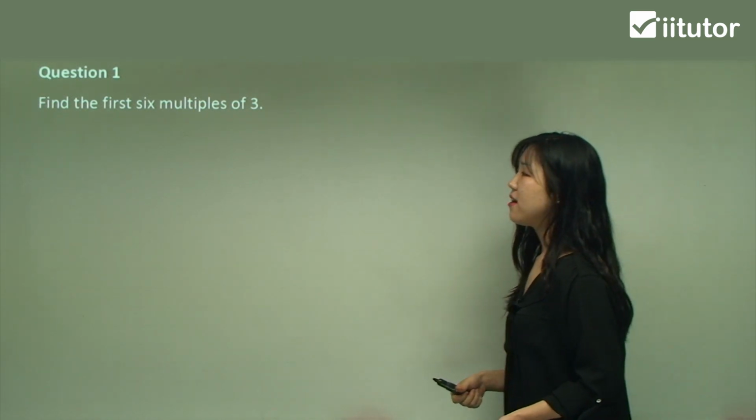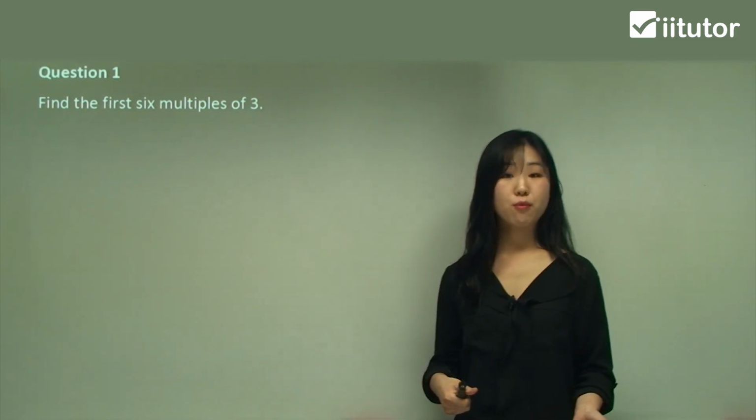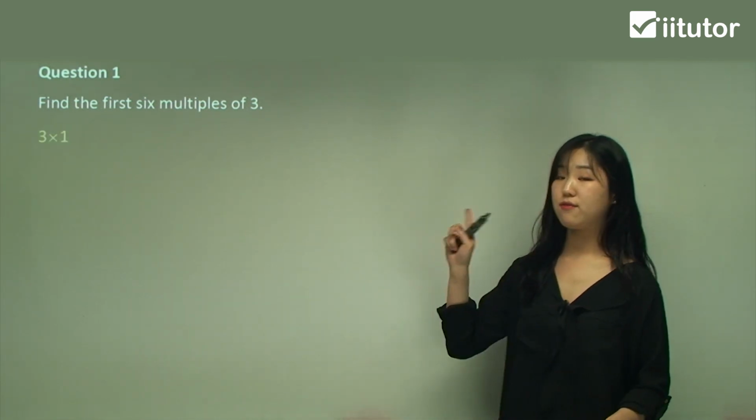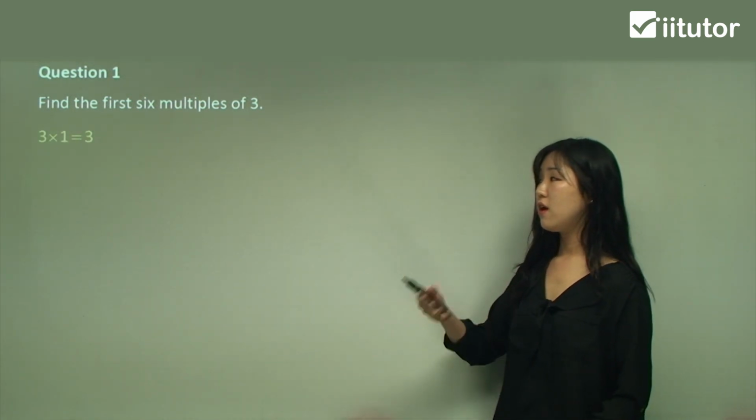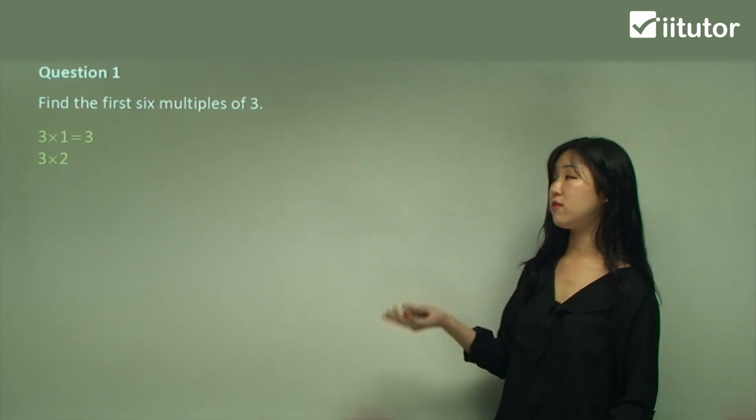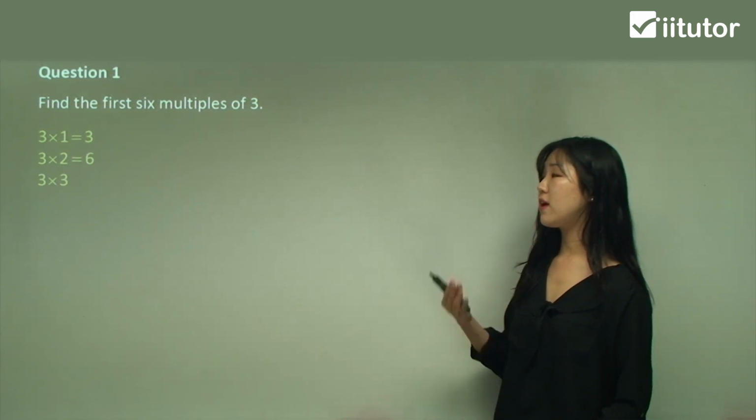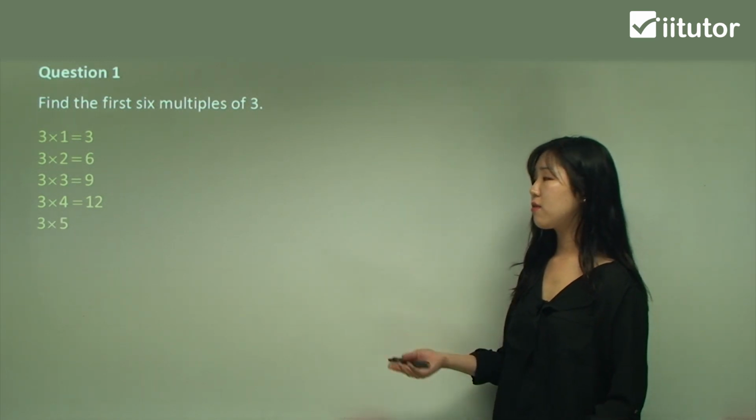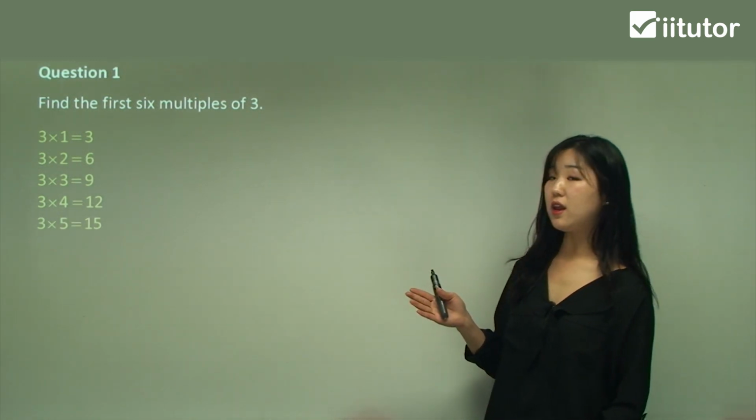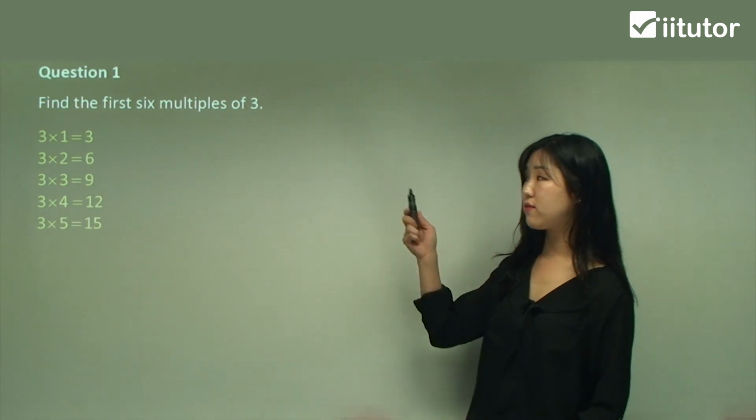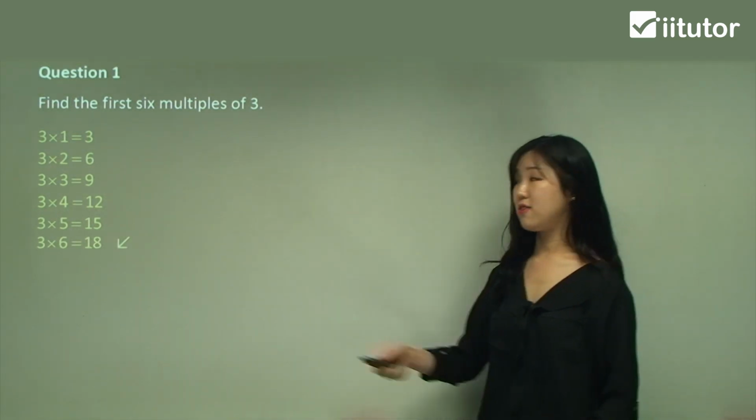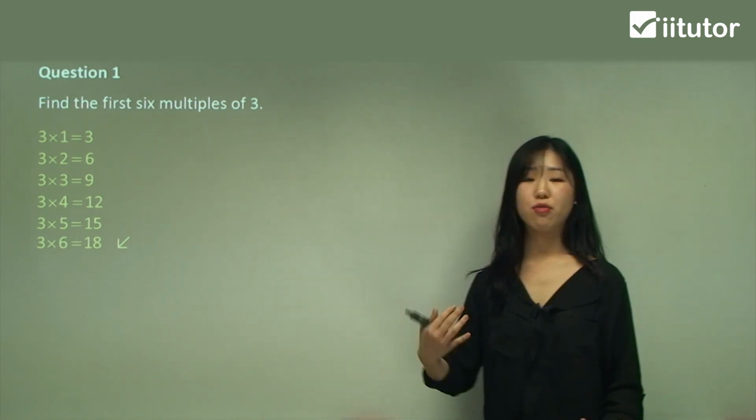So question 1, find the first 6 multiples of 3. Well, 3 times 1 is the first thing I would do to get the first multiple, which is 3. 3 times 2 is the next one, which is 6. 3 times 3 is 9. 3 times 4 is 12. 3 times 5 is 15. And we're going to do one more because it wants the first 6 multiples. So 3 times 6 is 18. So that makes the first 6 multiples of 3.